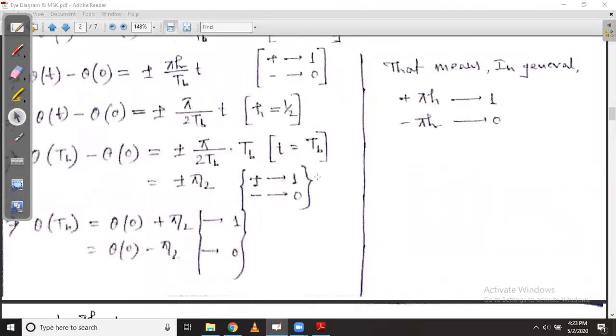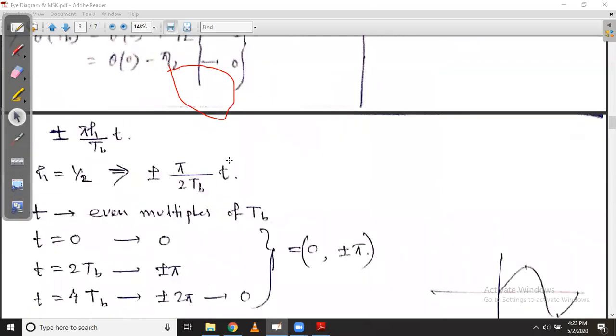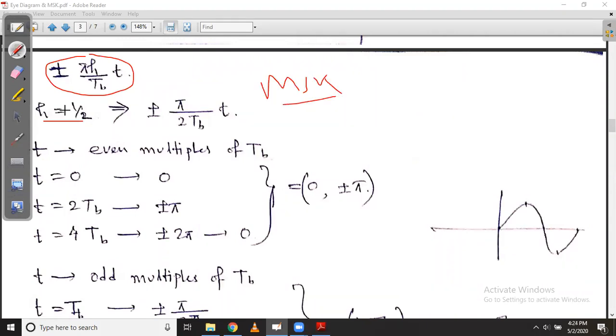Now, this expression, pi h t by T_b, this one we are taking here. This expression, plus minus this term. Now you put the value h as half because of MSK. And now this will be reduced to like this. Then t.